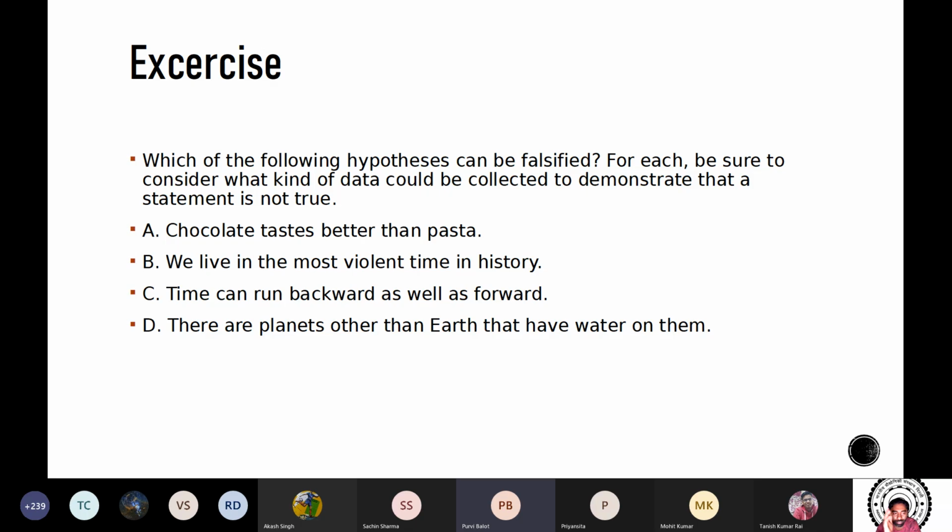Not time in a metaphorical sense. If you go to modern physics, of course, time and space are warped, right? But here, even if you keep time as different from space, still they literally mean time can run backward as well as forward. But when you're doing this activity, think about how you will falsify. Falsify means you have to find a demonstration to show that the statement is not true, as it is mentioned on the screen. So please be sure to consider what kind of data will be collected to demonstrate that a statement is not true.